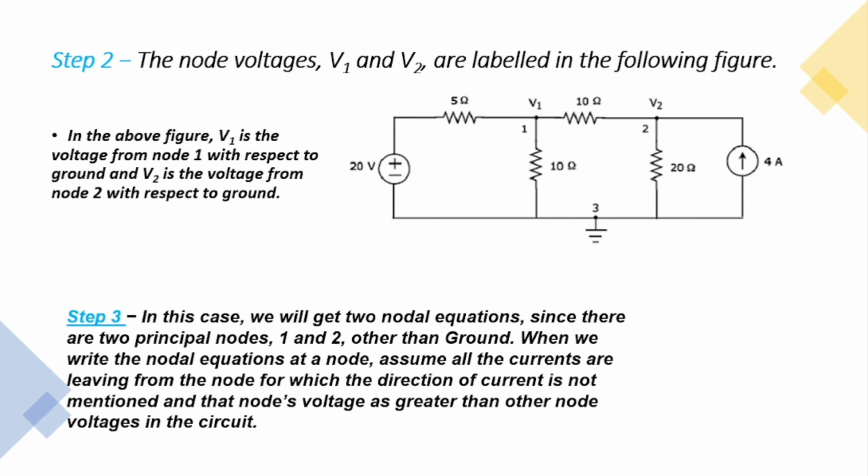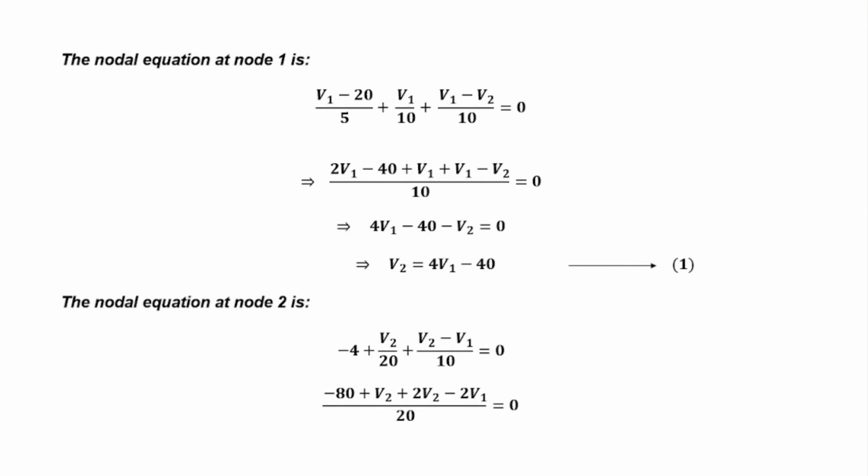Step 3: In this case, we will get two nodal equations since there are two principal nodes, 1 and 2, other than ground. When we write the nodal equations at the nodes, assume all the currents are leaving the node, for the branches where the direction of current is not mentioned, and assume that node voltage is greater than the other node voltages in the circuit. Write the equations like this.